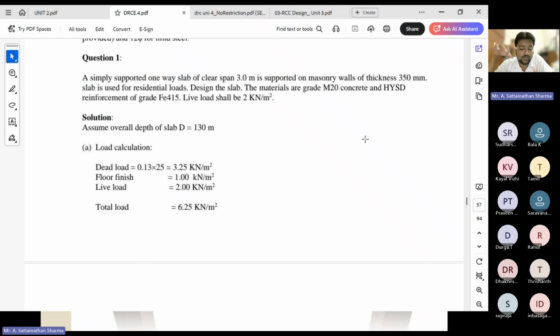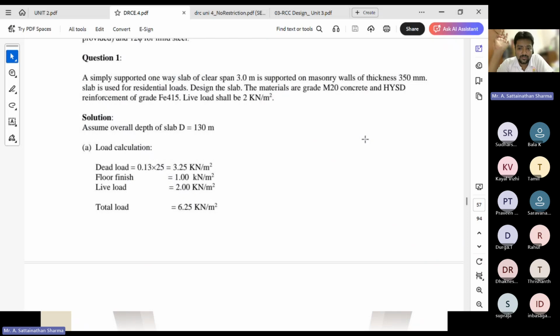Right? They will not give you the floor finish. So you can assume directly it has 1 kilonewton per meter square. You can add it up to the live load. If live load is 3, you can add 1. If the live load is 4, you can add 1. So whatever the live load, you can take the floor finish as a thumb rule, which is equal to 1 kilonewton per meter square. So clear, right?